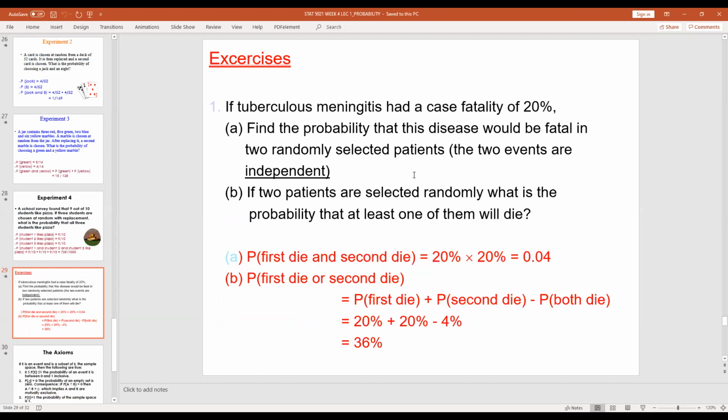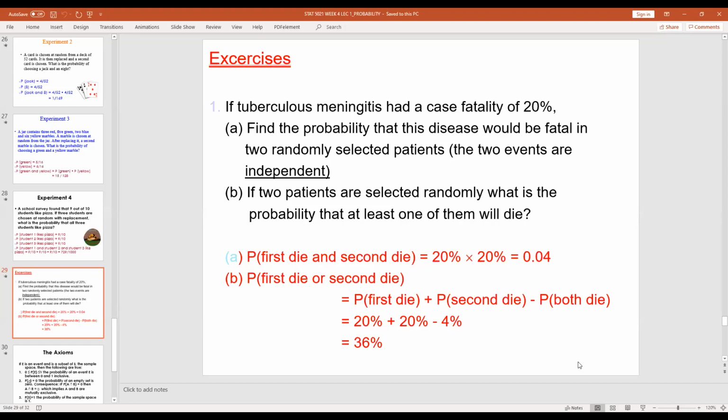Now this is another example. If tuberculosis or meningitis had a case fatality of 20%, find the probability that this disease will be fatal in 2 randomly selected patients. Of course, that is independent, so you can multiply the 2 probabilities. What is the probability given here? 20%. You multiply 20% by 20%, and that will give you 4%.